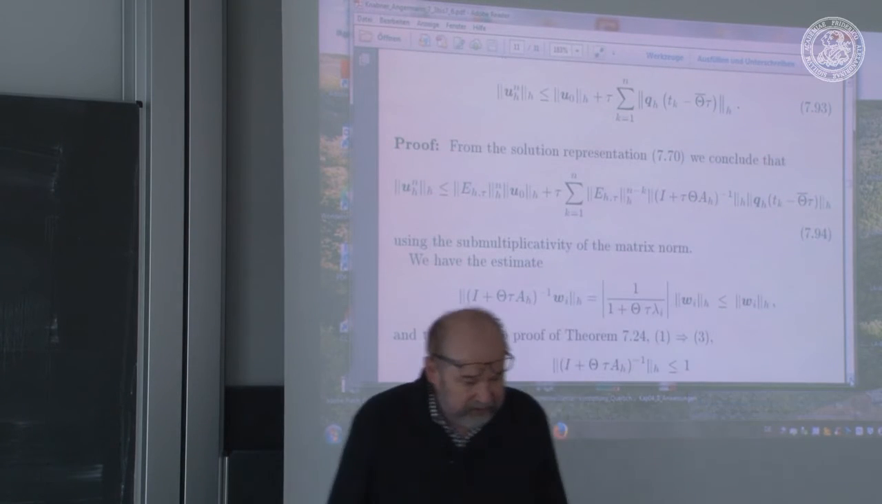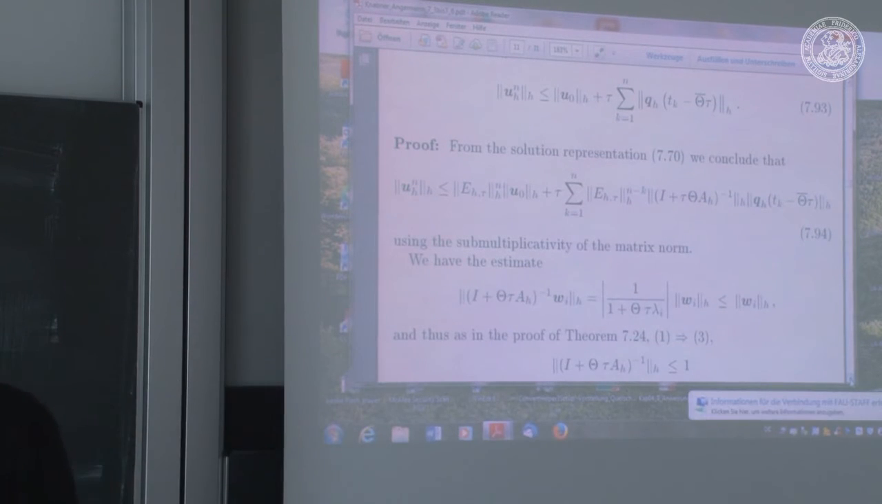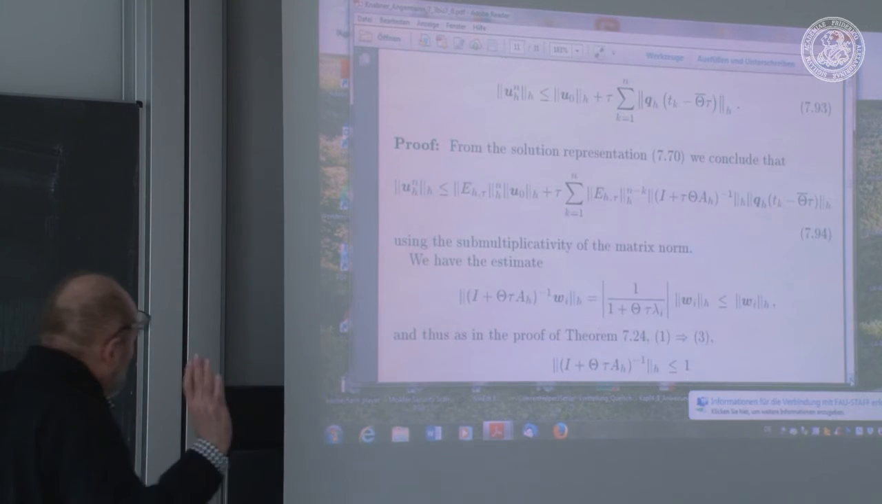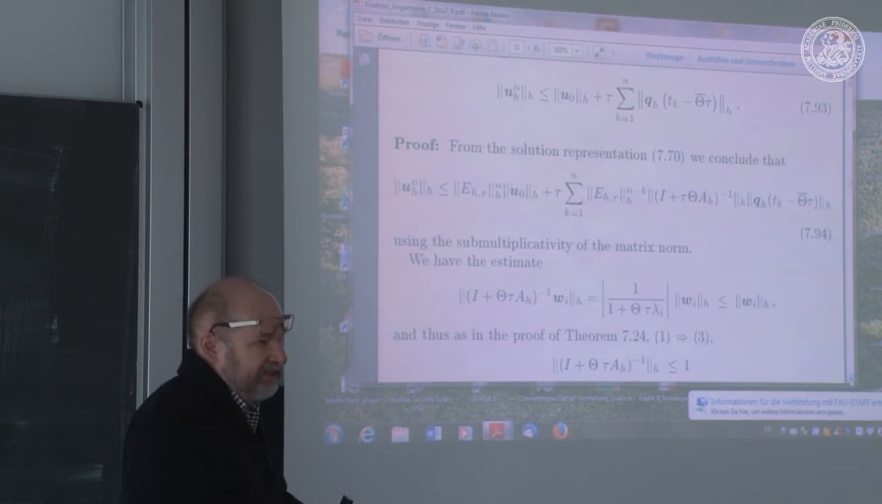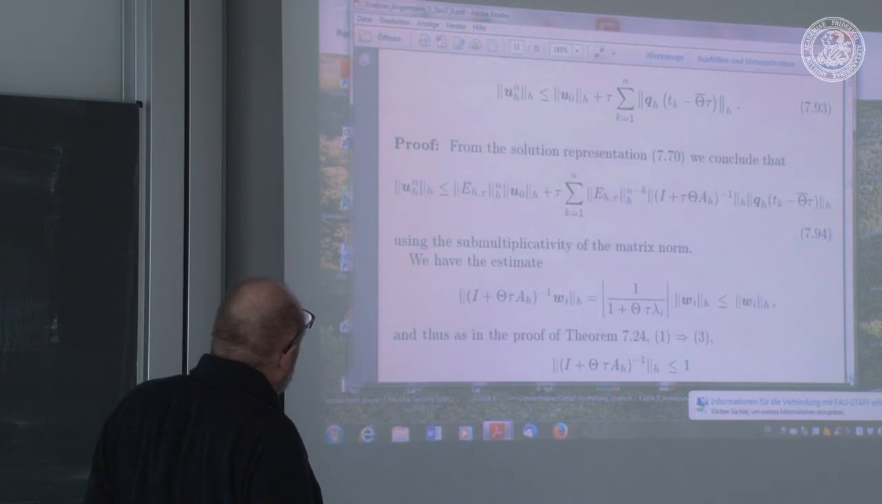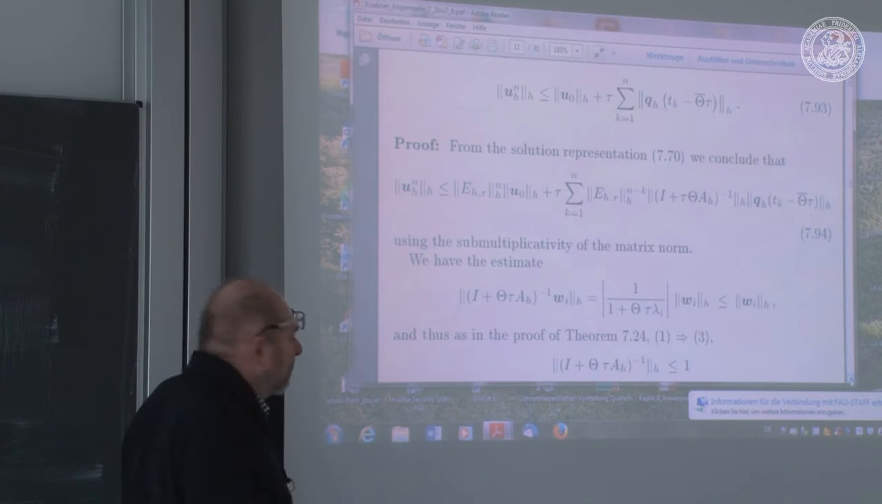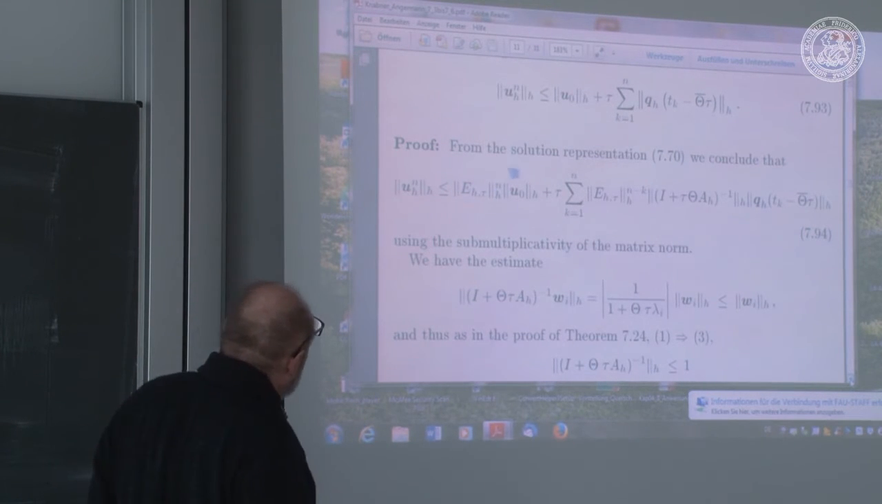Okay, the proof is relatively simple. We just take the solution representation, put the norm on top of it, and that's it. So the solution representation had this term here, E_H tau to the power n times U0. If we put the norm on this, we can get the norms through because they are all compatible norms. We have an induced norm, and because we are dealing here with an induced matrix norm, it's also submultiplicative, so we can get the power out of the norm. All this is possible, and so we end up with this term here.